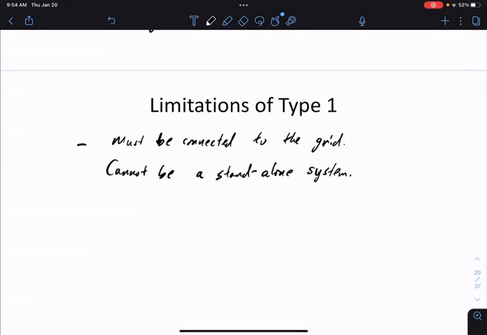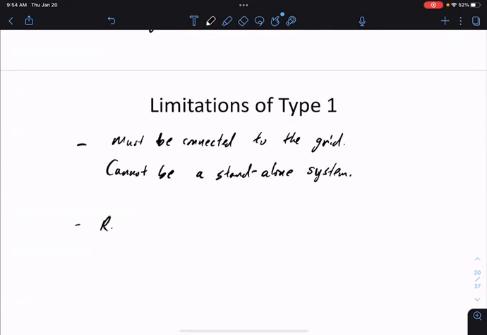Okay, this cannot be a standalone system. Right, so that's why the wind turbine was first developed for providing power to people who are far from the grid. So this is obviously not a very good strategy, providing power to people who are far from the grid. Right, you want it to be more standalone.